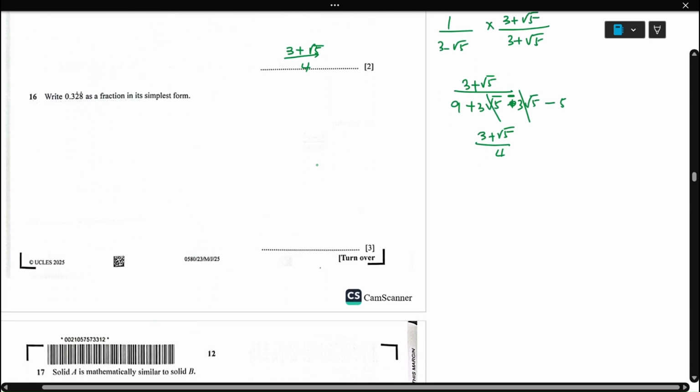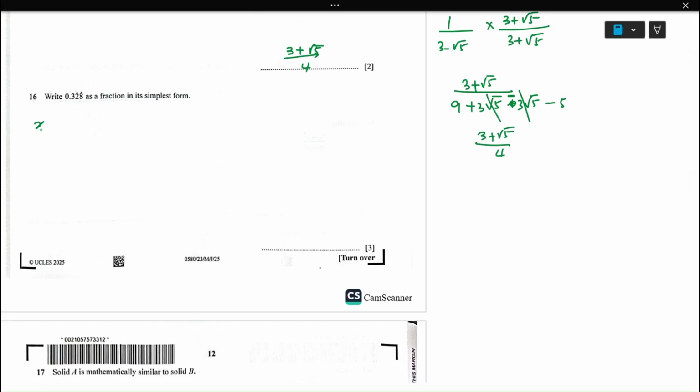Next question, write 0.328 recurring as a fraction in simplest form. So first, the given one I'll take as x, 0.328 recurring. First I'll move the decimal after 3, which is going to be 10x equal to 3.28 recurring. Next I need to move the decimal past the entire recurring part, so I need to multiply by 100 more, which becomes 1000x equal to 328.28 recurring. Now in the 10x and 1000x, only the recurring is after the decimal, so if we take them away, the recurring will be gone.